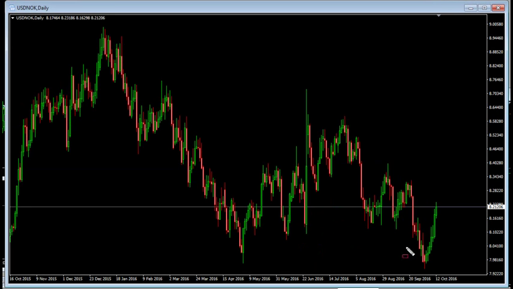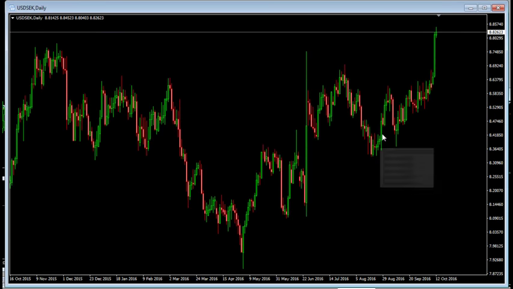USD Norwegian. Not very interesting to me. Very, very choppy market. So this is a market that I don't find interesting. Again, we can always define our pivot zones. We can see our support turn to resistance, but not something I would be getting too interested in.